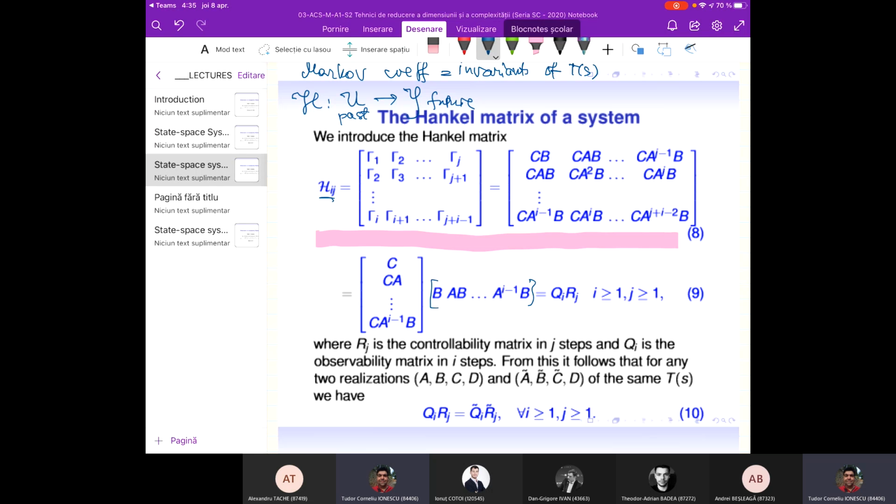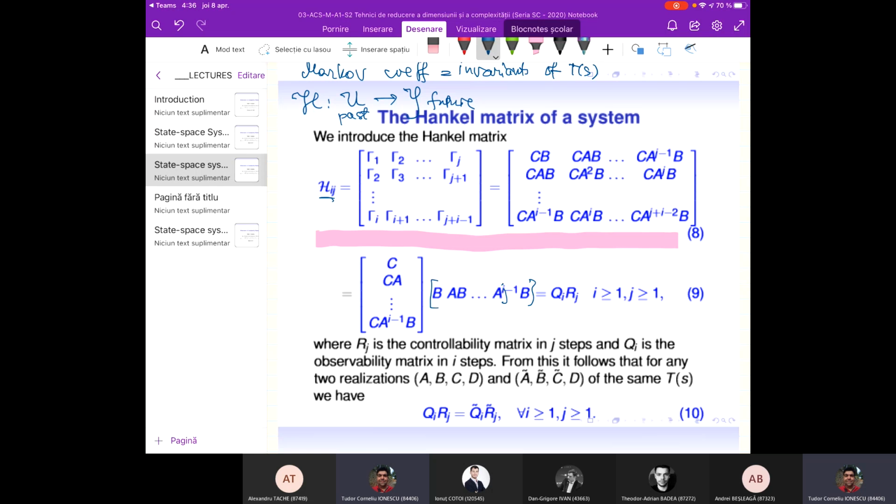I think this is J here. Where R_j is the controllability matrix in J steps and Q_i is the observability matrix in I steps. So these are portions of the controllability and observability matrices introduced last time. Now it follows that for any two realizations (A, B, C, D) and (A tilde, B tilde, C tilde, D) of the same transfer function, that means related through a specific coordinate transformation, we have that Q_i R_j is Q_i tilde R_j tilde.